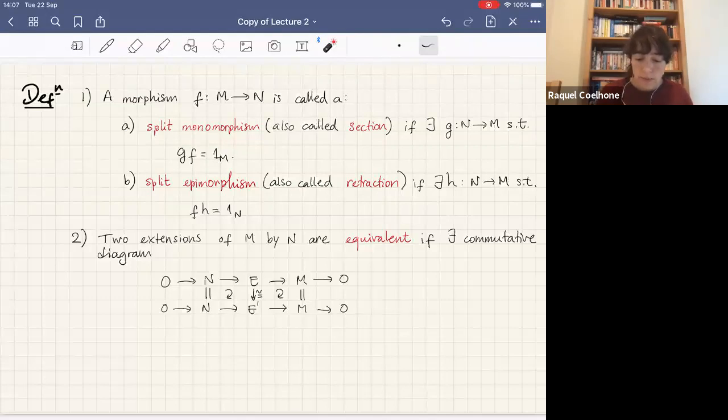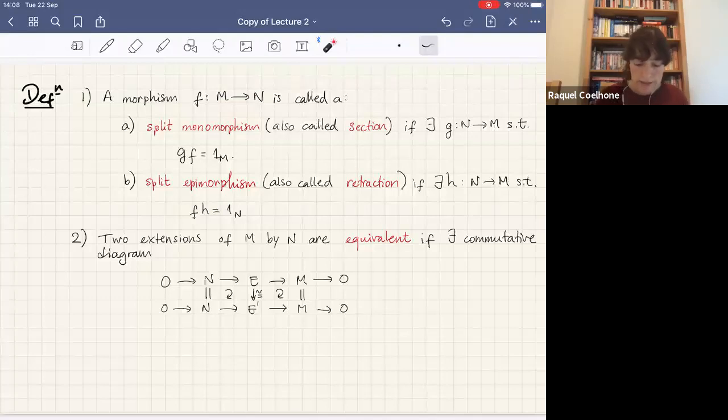If there is a map in the other direction, such that GF equals the identity of M. So there is a left inverse. So F is a split mono if it has a left inverse, and F is a split epi, also called retraction, if it has a right inverse.